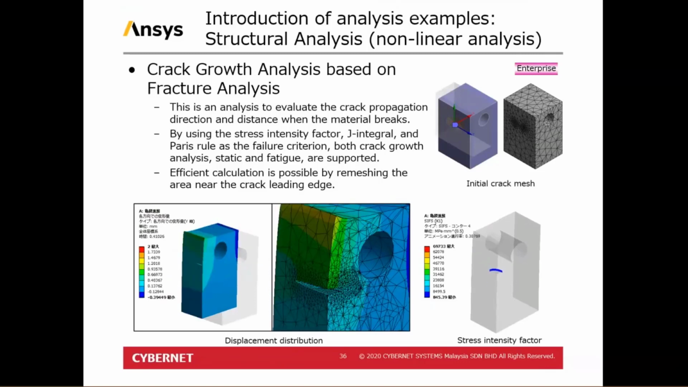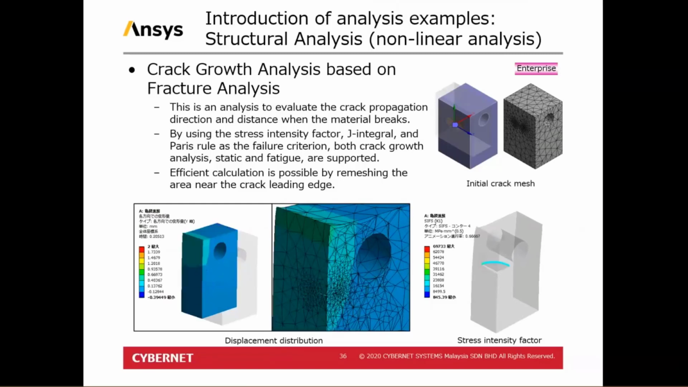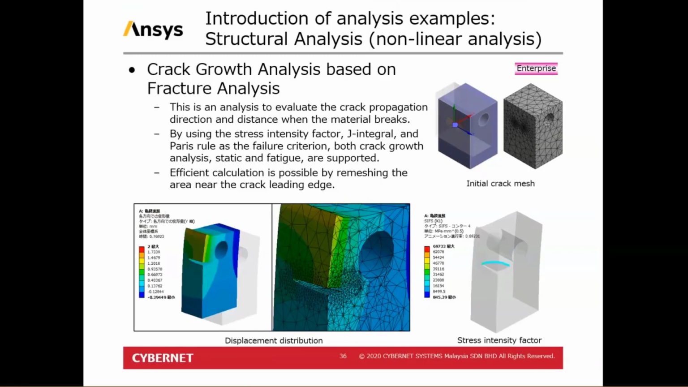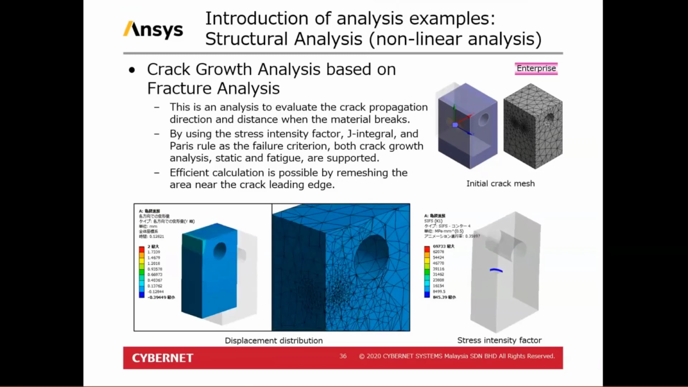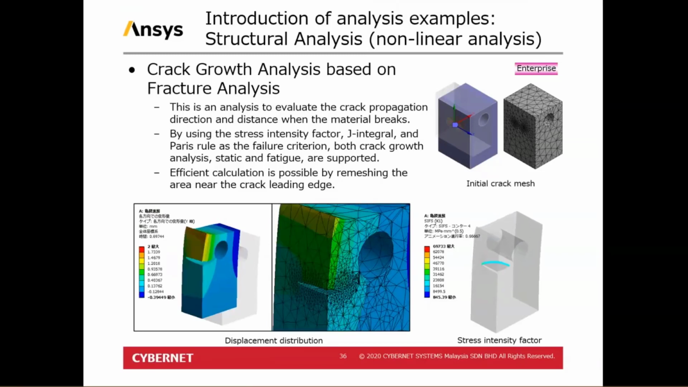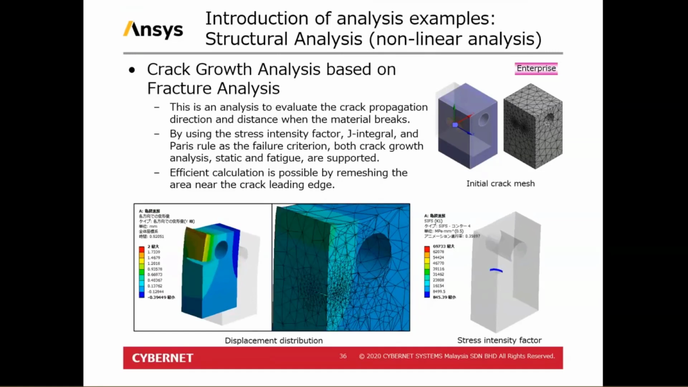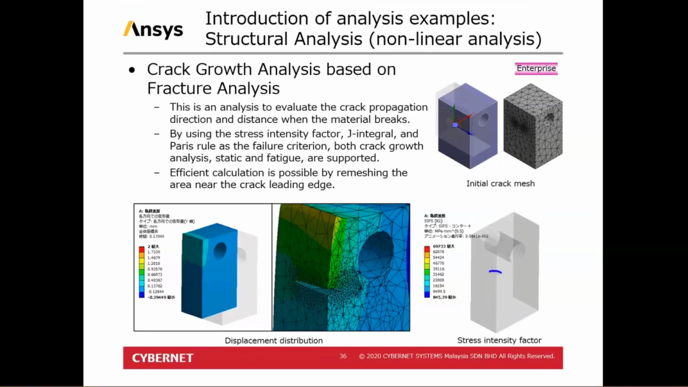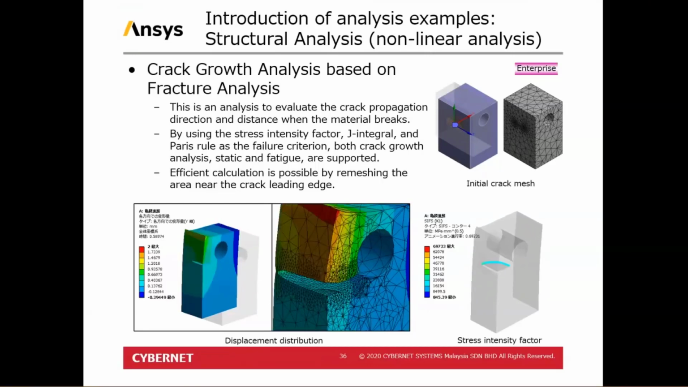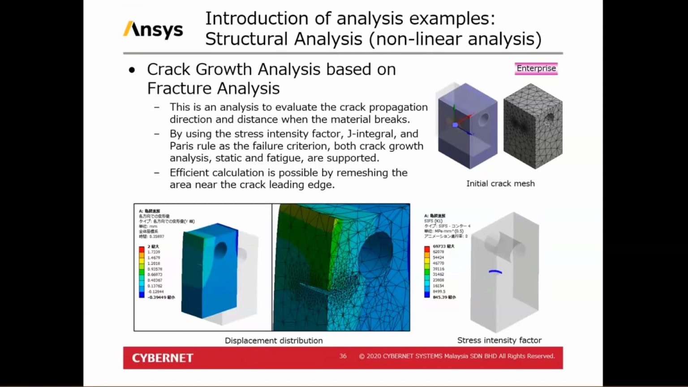Now, ANSYS Mechanical offers a broad range of fracture mechanics tools, including the stress intensity factors, J integral, and also energy release rate. By using the stress intensity factor or J integral and also Paris rule as the failure criterion, both crack growth analysis, static and fatigue, are supported. Plus, the efficiency of the calculation can be increased thanks to the automatic remeshing on the area around the crack leading edge.